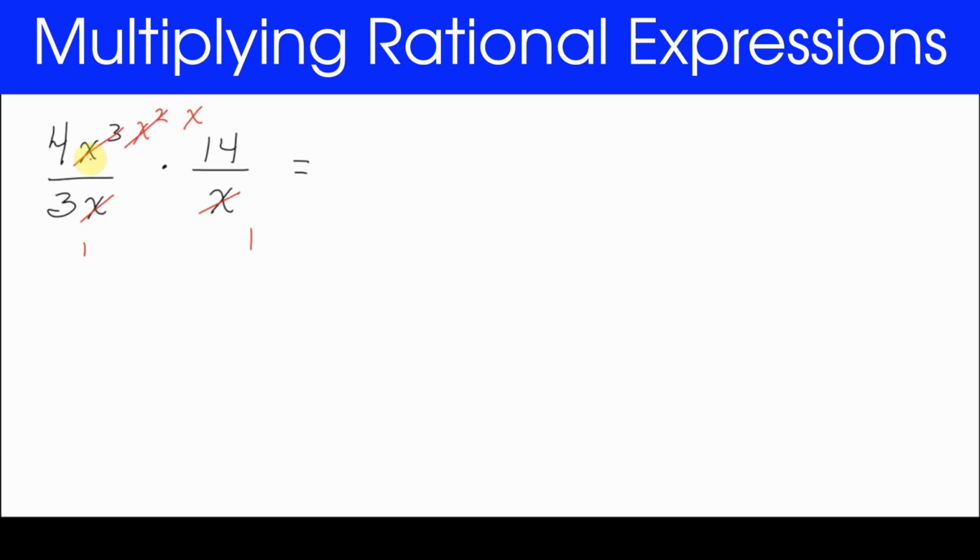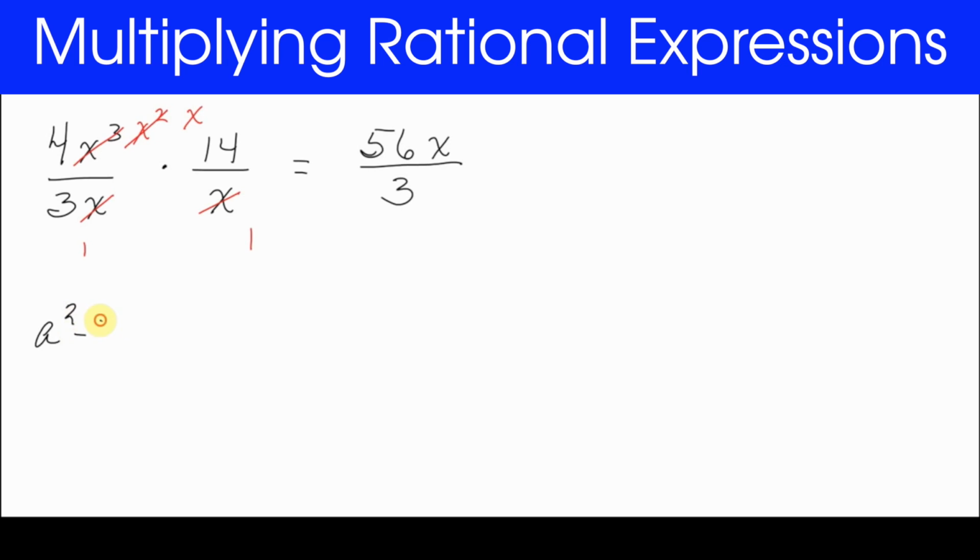Now I'm ready to multiply. 4 times 14 is 56 times x over 3 times 1 is 3. And I get 56x over 3. Let's look at this one.